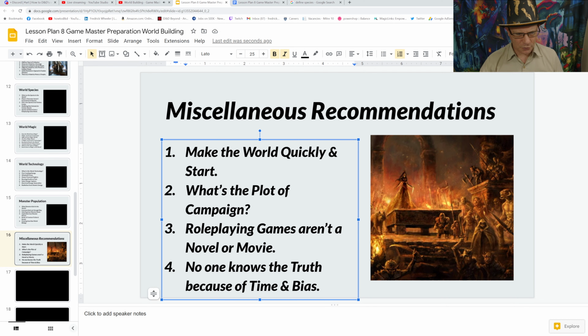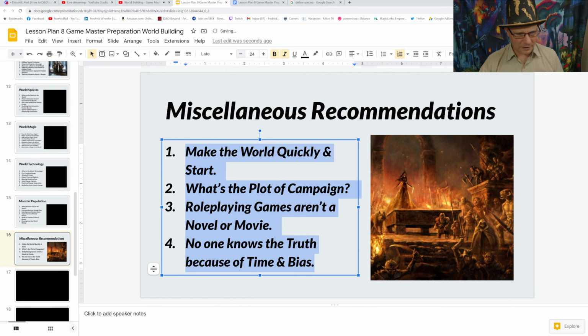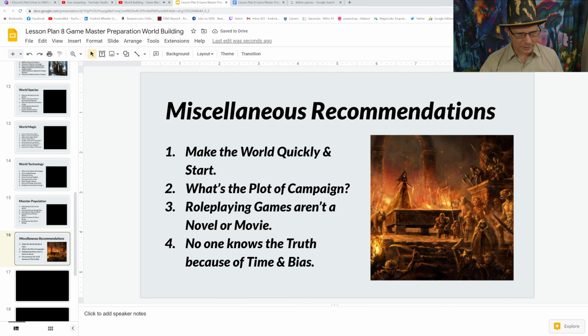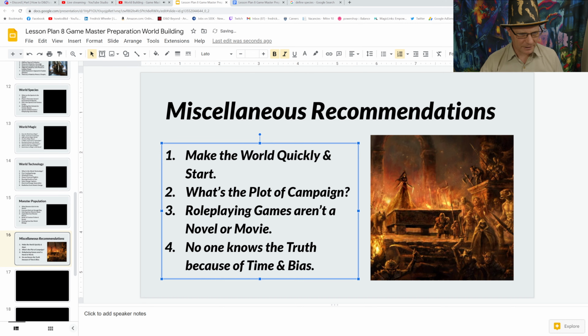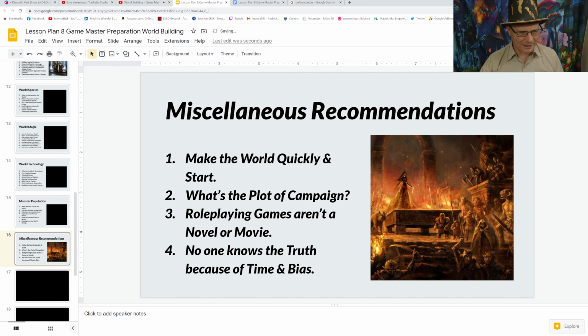No one knows the truth because of time and bias. And this is one of the things I had to always remind myself when I was doing my own stuff, is that we don't need to be sold on one thing, because frankly there's going to be different views within that world anyway. And if you have that in your own fantasy worlds, that's actually perfectly fine. And if it's done accidentally or deliberately, again, it doesn't matter in the slightest. So we're all good with that.